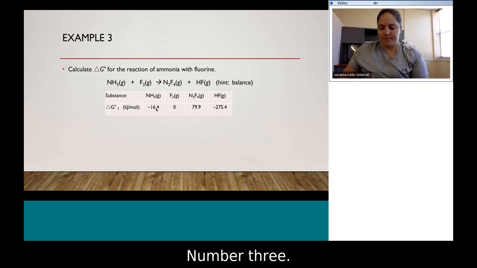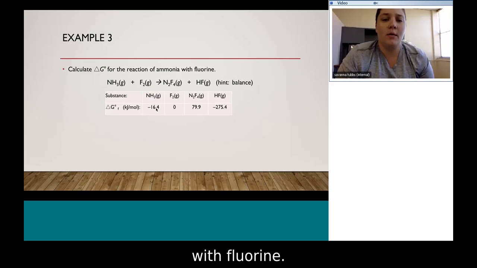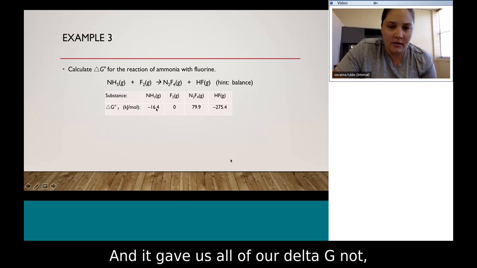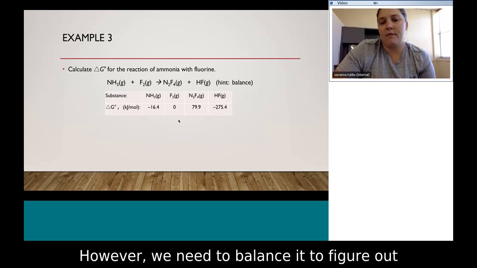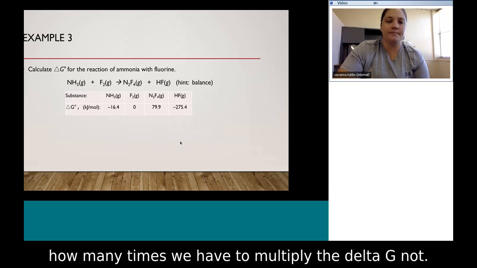Number 3, calculate delta G naught for the reaction of the ammonia with fluorine. So it says, hint, you have to balance first. And it gave us all of our delta G naughts. So we simply need to do the products minus reactants. However, we need to balance it to figure out how many times we have to multiply the delta G naughts.